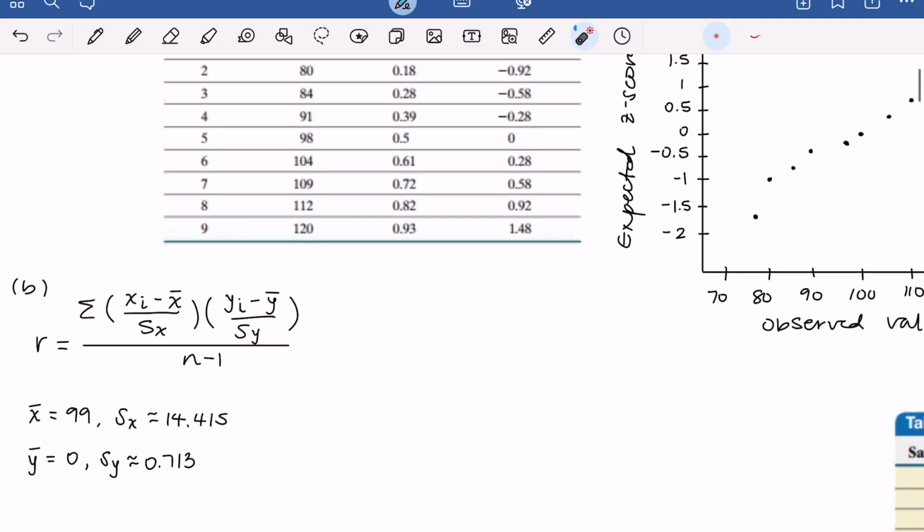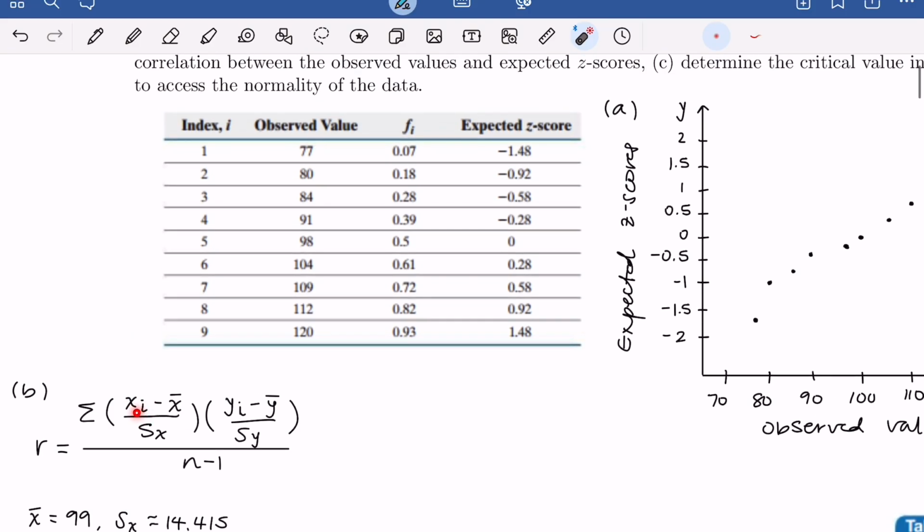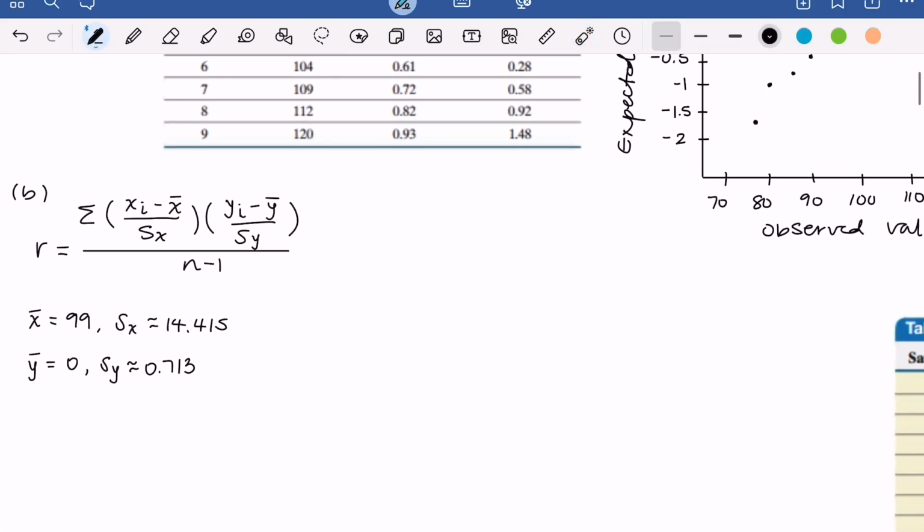Now what we want to do is find the sum of the products of these guys. Okay, so for each observed value, we're going to plug them into this formula here. So first we plug in 77, see what this is. Then we plug in -1.48 for this y, see what that is. Take the product of these guys, and then we're going to do that for each of these values here, and then take the sum of them. So when we do that, finding this value here, we're going to get that this is approximately 7.844.